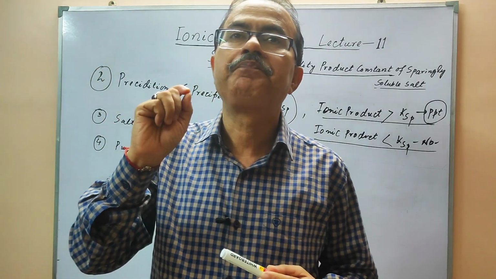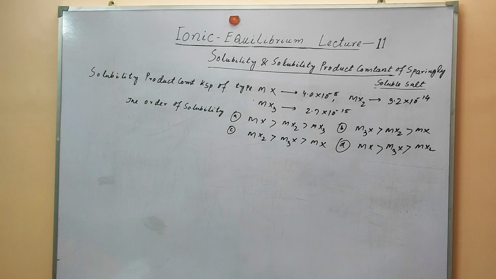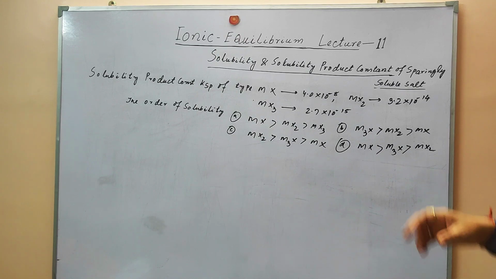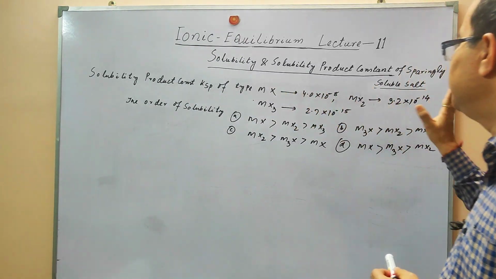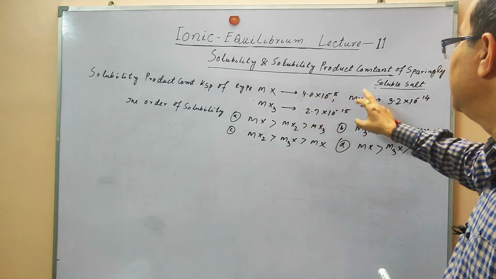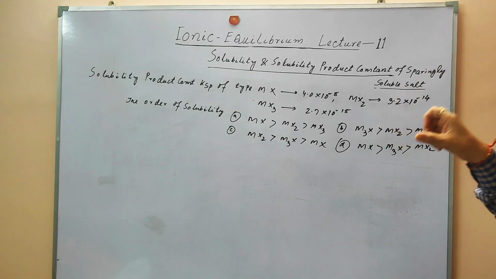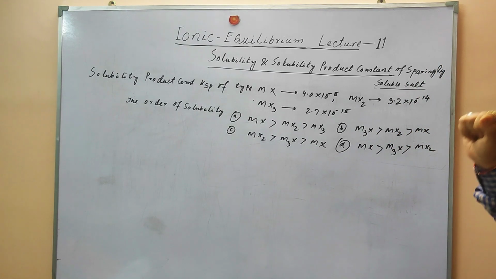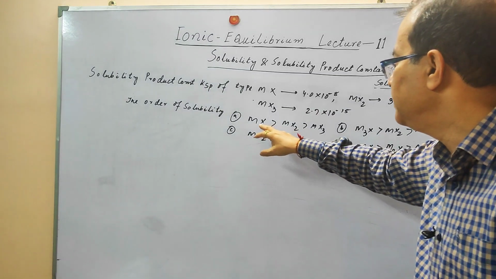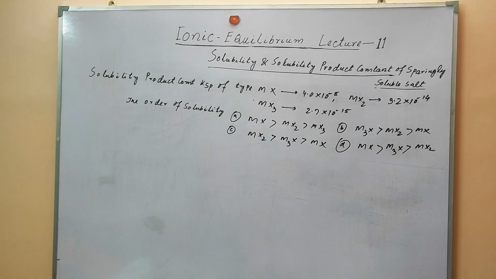Now we do some numericals. This is a question that I have given, that the solubility product constants of three types of salts are given here. MX has this solubility product constant, MX2 has this, MX3 has this. So you have to say the order of solubility, and the options are given. There is a fourth option and you have to choose the right answer.